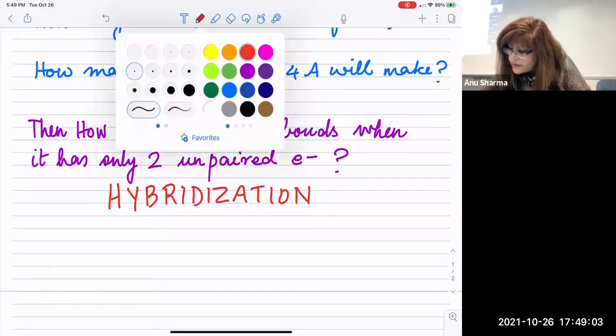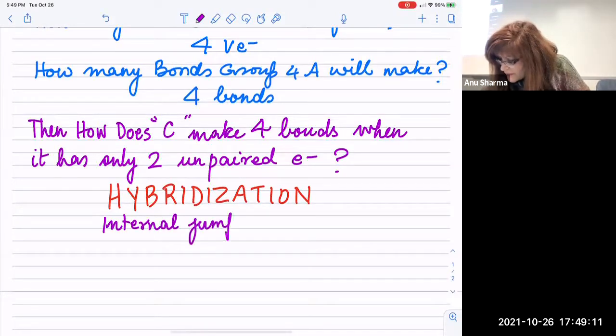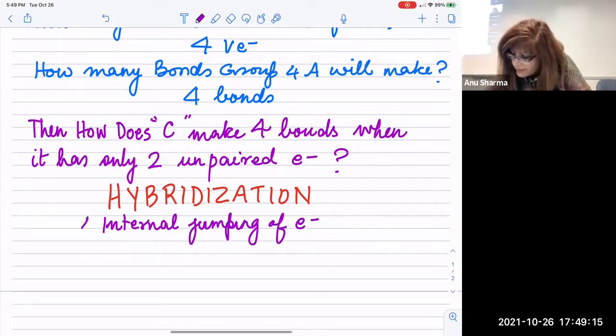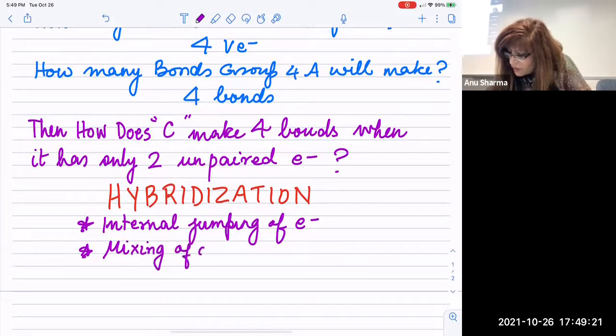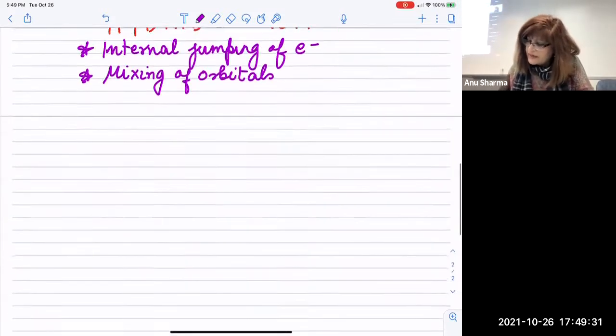Hybridization is internal jumping of electrons. Hybridization means mixing of orbitals, to lower the energy state, basically. So that is hybridization. Okay, so what is that and how does it look like?